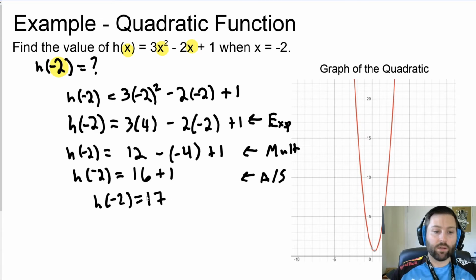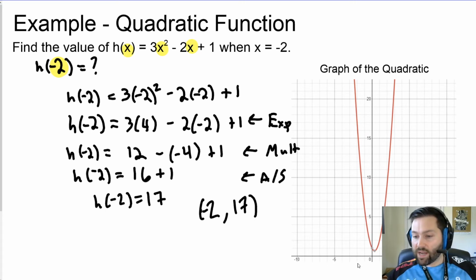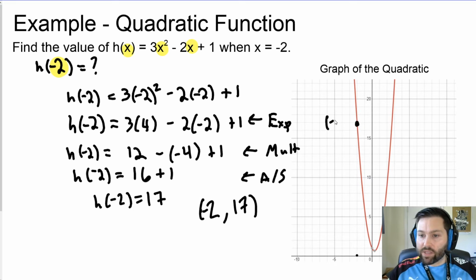So if I look on the graph, I have just demonstrated that at negative 2, the graph should be 17 high. So if I find negative 2, which is here, and I go all the way up, I can see that it touches right here, and that point is in fact negative 2 comma 17. So that means that we have done this correctly.